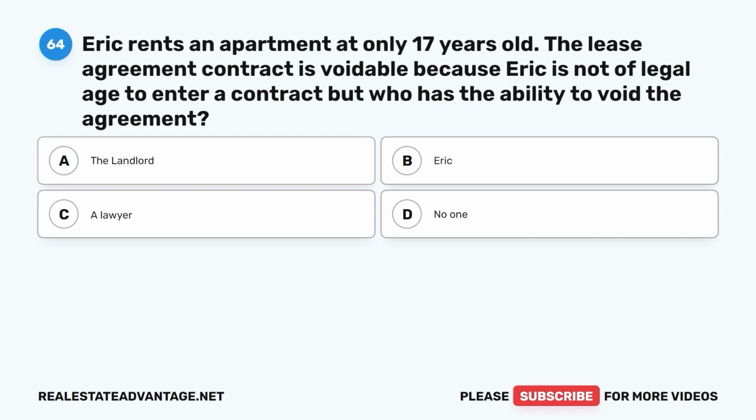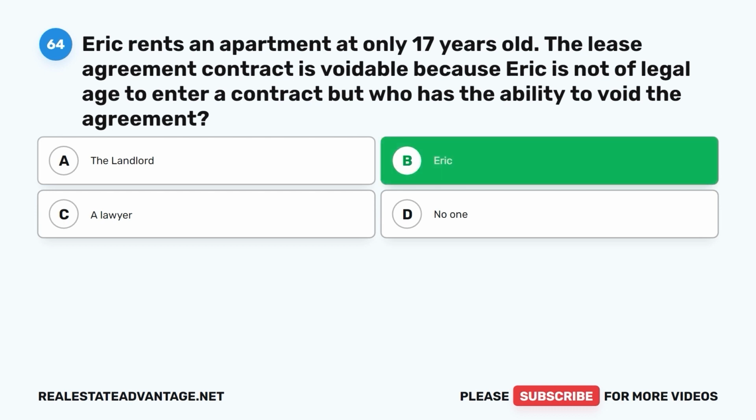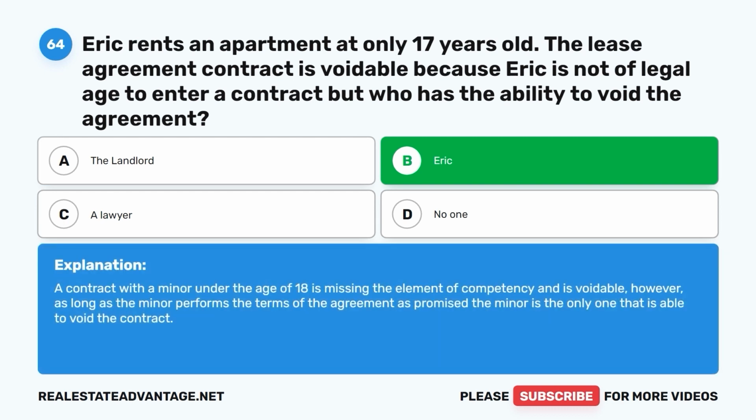Question 64. Eric rents an apartment at only 17 years old. The lease agreement contract is voidable because Eric is not of legal age to enter a contract, but who has the ability to void the agreement? A. The landlord, B. Eric, C. A lawyer, D. No one. The correct answer is B. Eric. A contract with a minor under the age of 18 is missing the element of competency and is voidable. However, as long as the minor performs the terms of the agreement as promised, the minor is the only one that is able to void the contract.